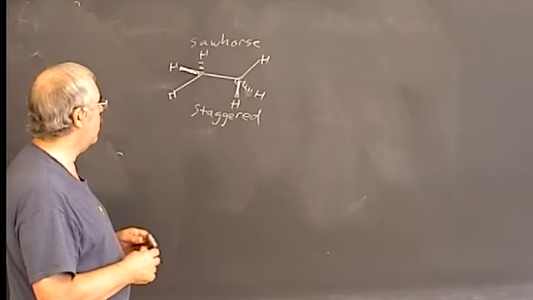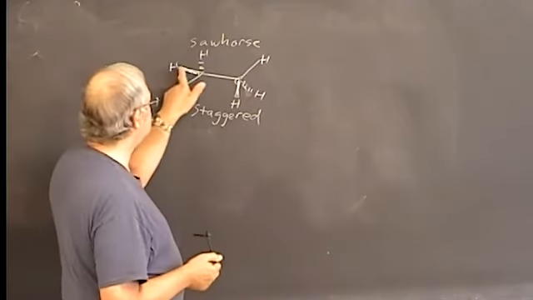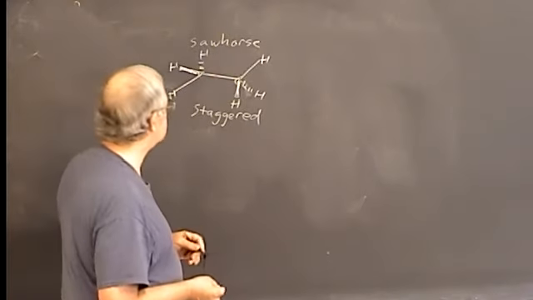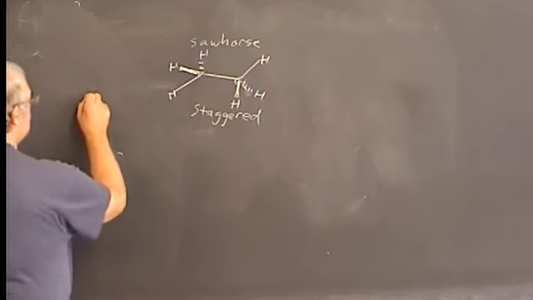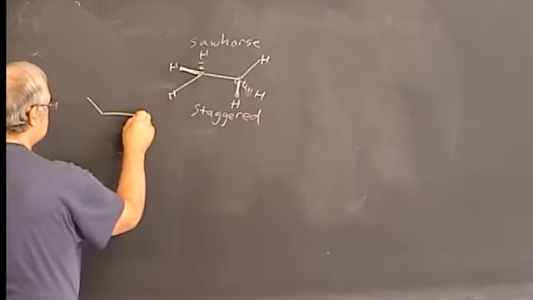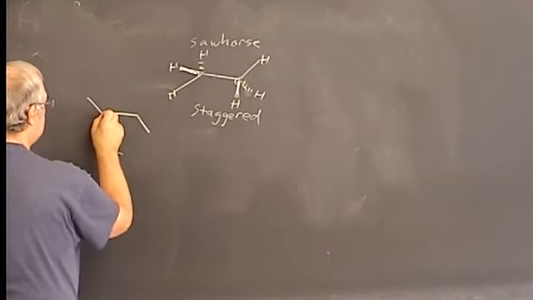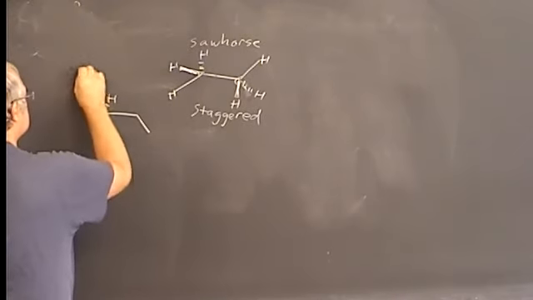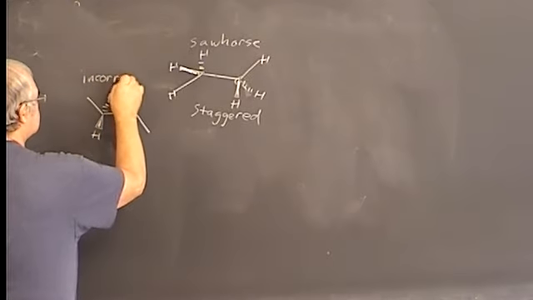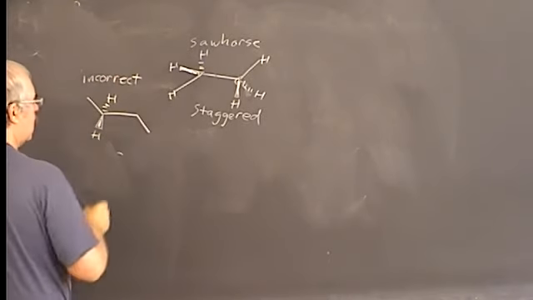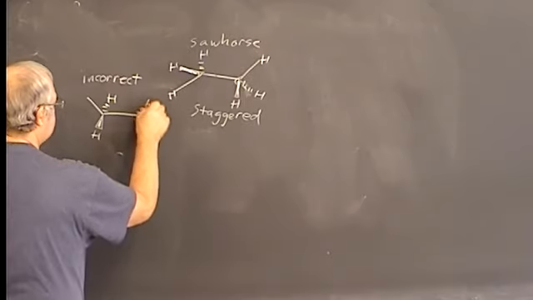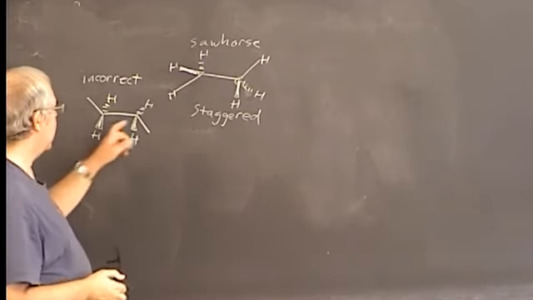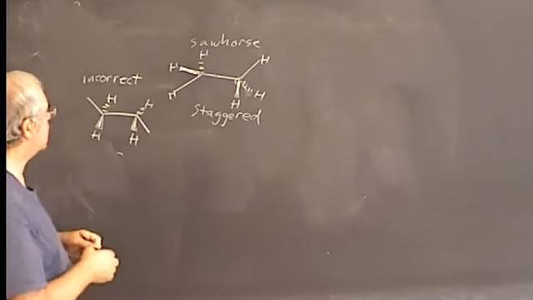One thing to be aware of is that a dash and a wedge always have to be on the same side of two solid lines. So this is correct, but it would not be correct to show something like this. The dash and the wedge always have to be on the same side of two solid lines.